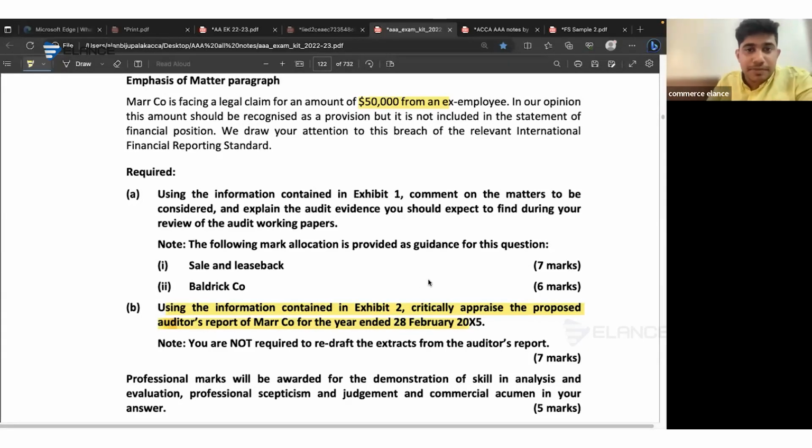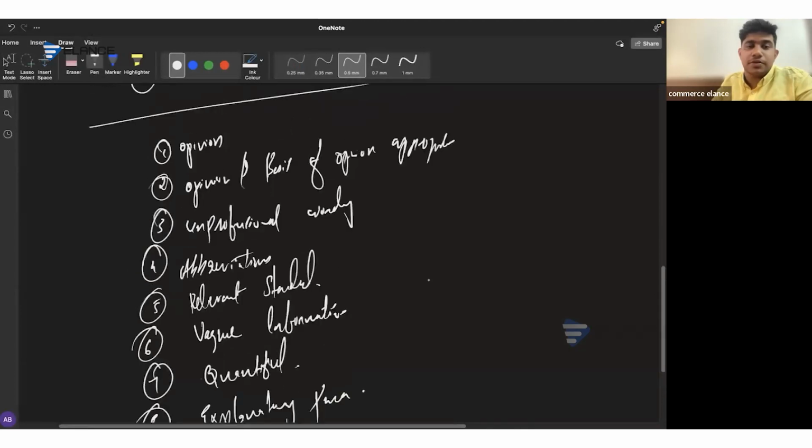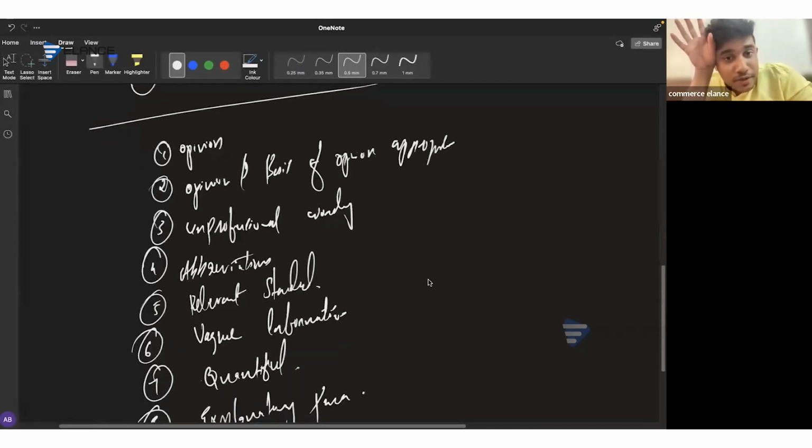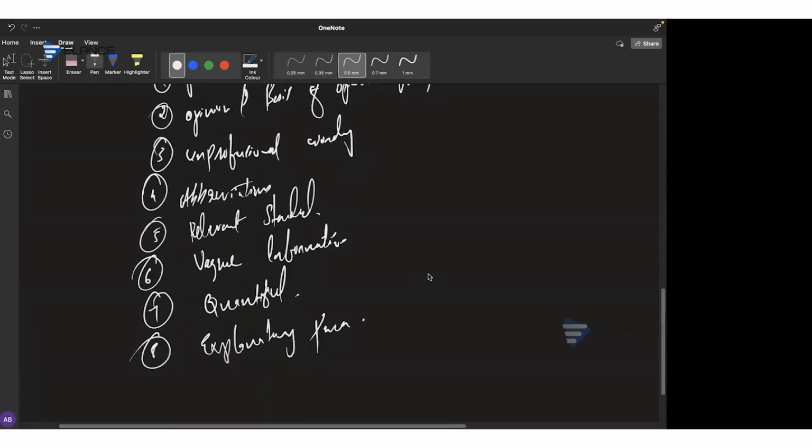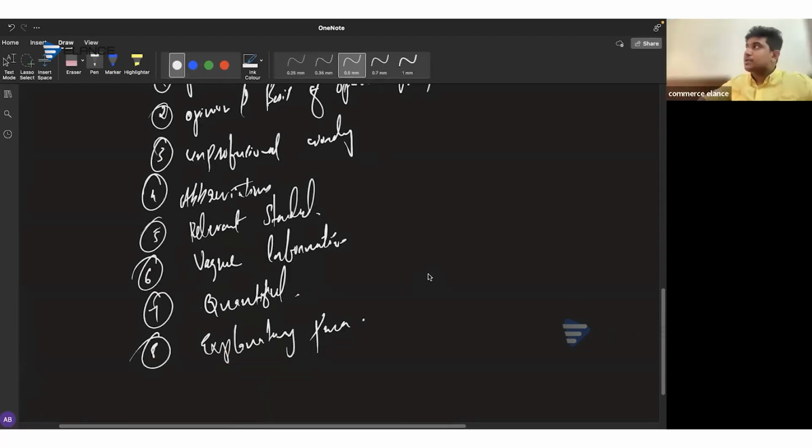All right. So just keep these points in mind. What are the things we need to consider? We need to consider whether the opinion and basis of opinion is appropriate. Is there any usage of unprofessional wording? Are there any abbreviations being used? Is the relevant standard name mentioned or not? Then is there any vague information? Are the misstatements quantified? And you have to consider whether the usage of explanatory paragraph is appropriate.